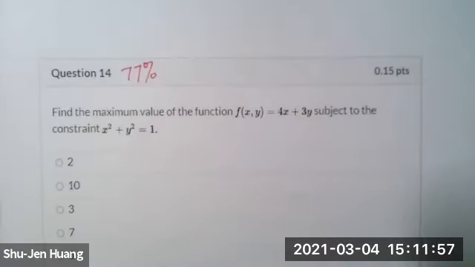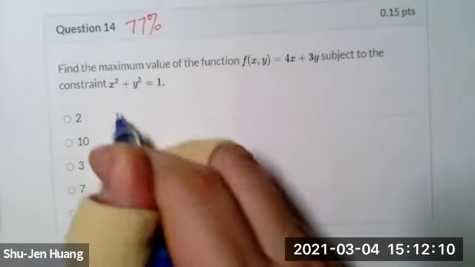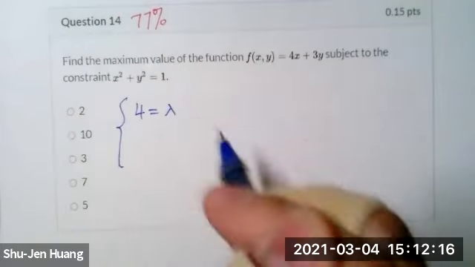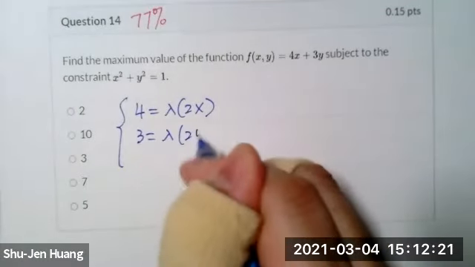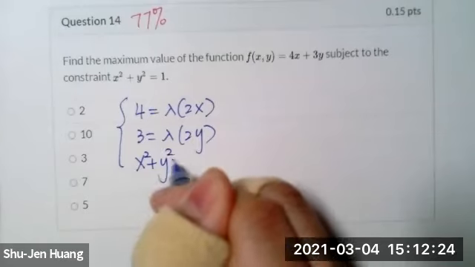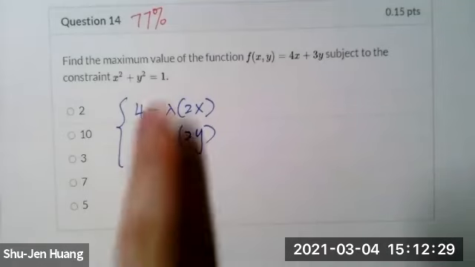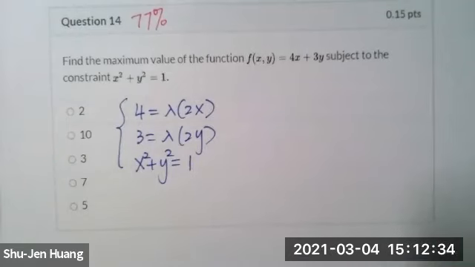And question 14, we want to find the maximum value of the function subject to the constraint. So this is another one using the Lagrange multiplier. Set up the system of equations here. Take the partial derivative with respect to x equal to lambda times 2x. Take the partial derivative with respect to y. Then the constraint. So here we can solve for x and y. When we solve for x and y, we want to make sure lambda doesn't equal 0. Can lambda be 0?